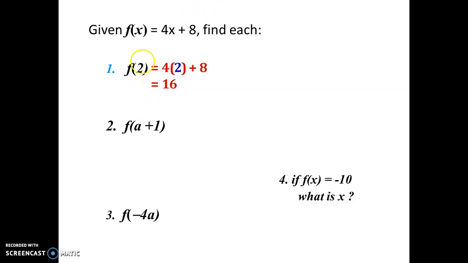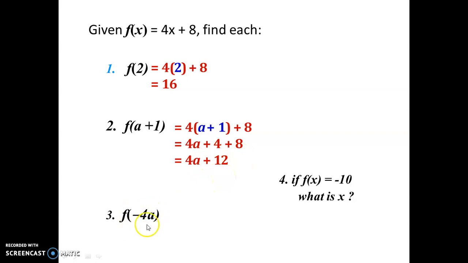That means, again, the input now, here the input was 2, so 2 replaced the x there. This one, don't look at it as something more confusing, it's the same idea. Now the input is a plus 1, so this x is replaced by a plus 1. So you do it like this. That x value became what your input is. So there it is. And now you can simplify this by multiplying this parenthesis here. 4a plus 4 plus 8, you can combine the 4 and the 8, and you get this.